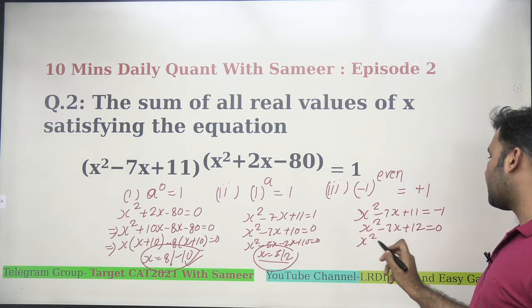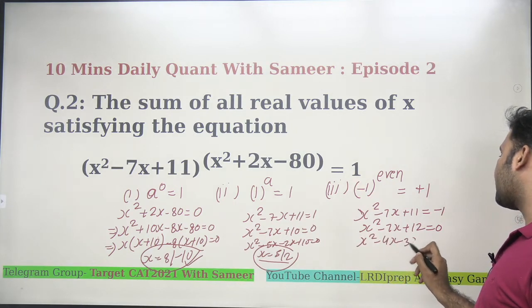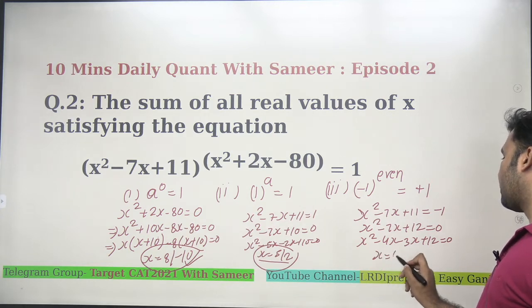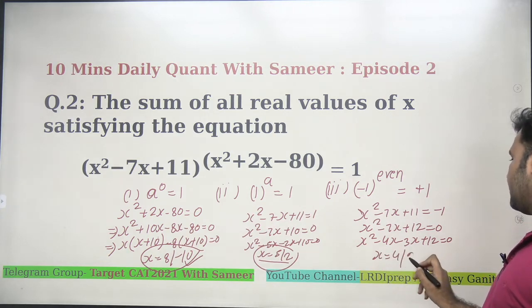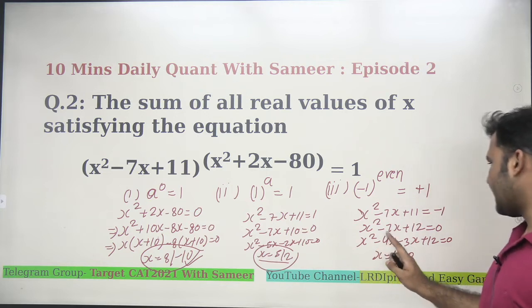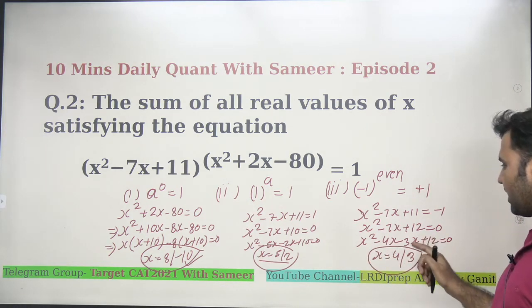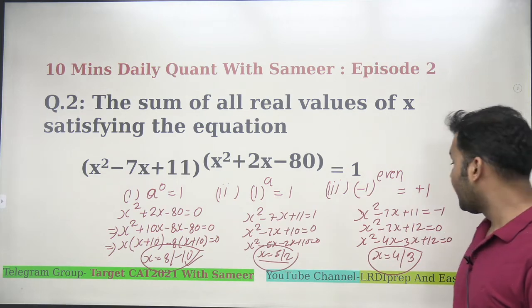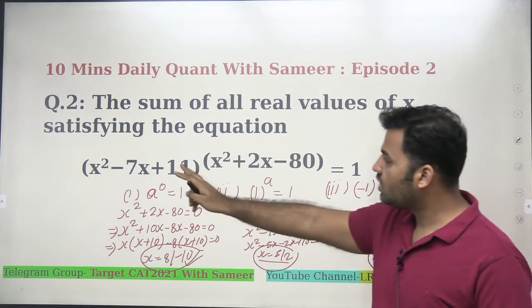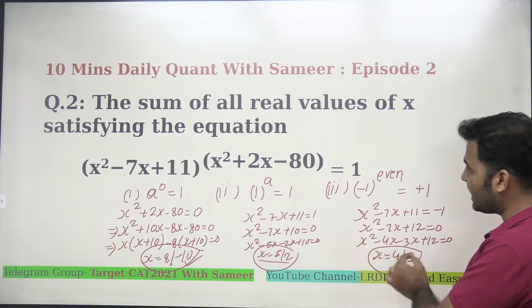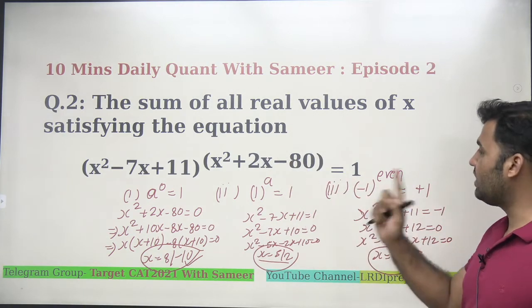Now this is x square minus 4x minus 3x plus 12 is equal to 0. So I have x as 4 and 3, right? x into x minus 4 minus 3 into x minus 4. Yeah, so I'll have two values of x, 4 and 3. I hope you will be able to factorize this part easily. Now at x equal to 4 and 3, the base is equal to minus 1. Now I need to see at which value of x, 4 or 3, the exponent becomes an even value.